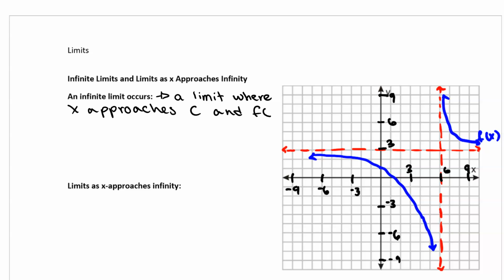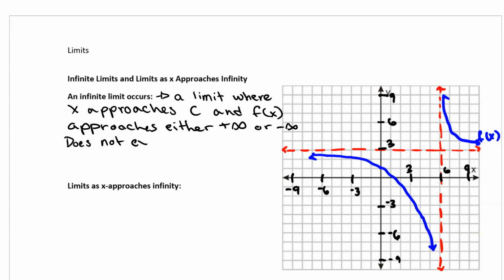and f of x, where your output approaches either positive infinity or negative infinity. In both of those cases, our limit does not exist. Right? If it doesn't approach a finite value, we say it does not exist. This occurs at vertical asymptotes.